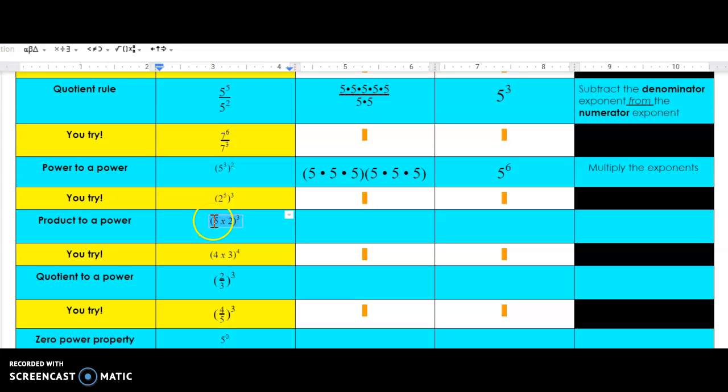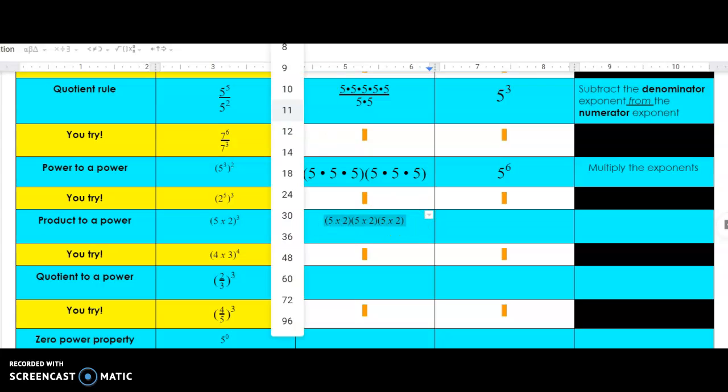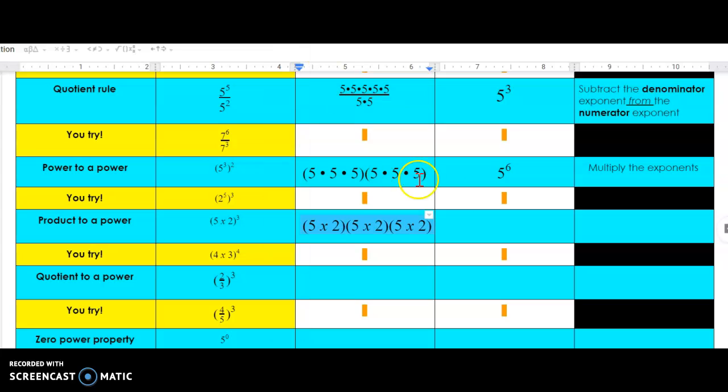So I'm actually just going to copy straight from in here. I'm going to take away that exponent. 5 times 2 to the third power. So that whole quantity times itself 3 times. So I have that's 1 time, now 2 times. Remember, when parentheses are right next to each other, that means multiplication anyways. Okay, so make that a little bigger.